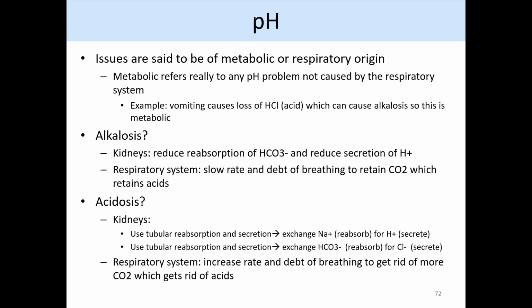If we secrete hydrogen ions, we're putting acids into what will eventually become urine, and we're getting those acids out of the body. We can also exchange bicarbonate for chloride ions. And by doing this, we're reabsorbing the bicarbonate, and that bicarbonate will help to buffer any acids in the bloodstream.